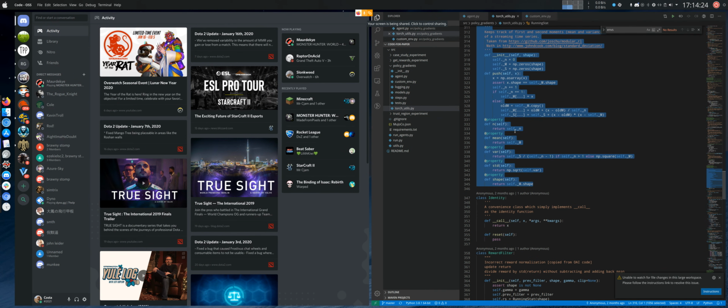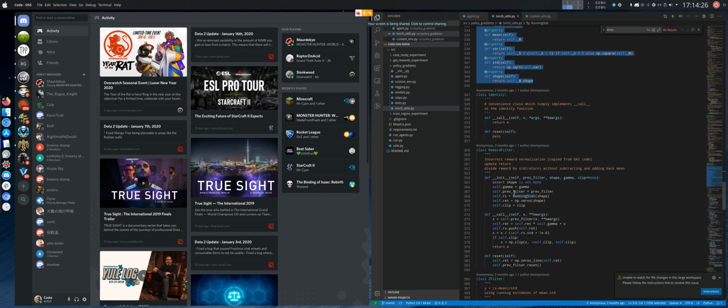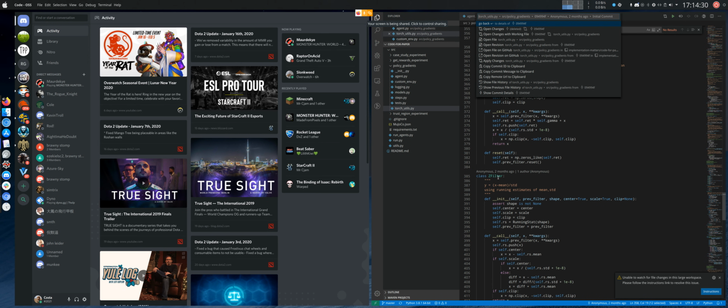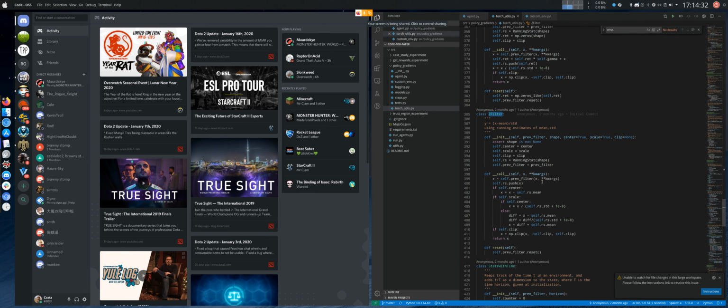Later on they use this running stat in the reward filter and the Z filter. So let's talk about the Z filter first. The Z filter is something very simple. The Z filter is saying I am going to add the data to my running stats, and then I'm going to subtract the mean and divide by the standard deviation and return the result. So that's what the Z filter does.